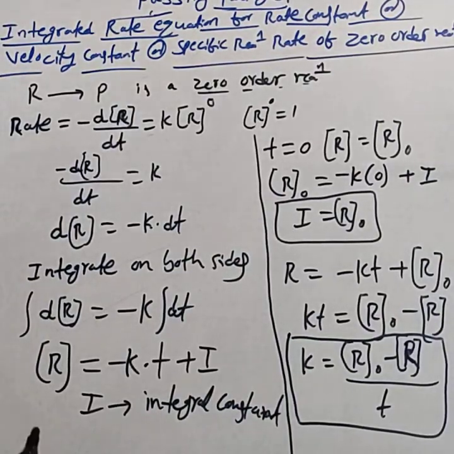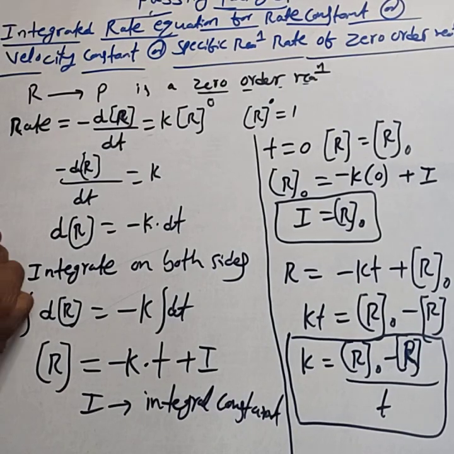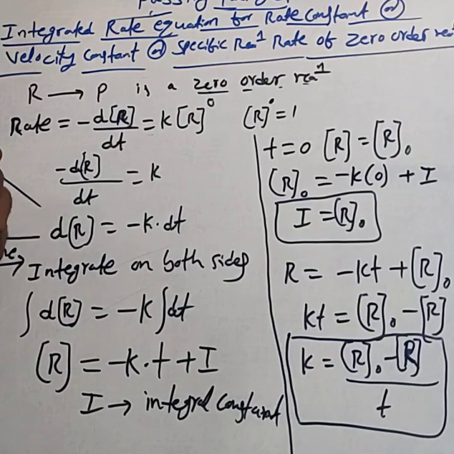Then for this one, you have to consider the graph also. In the graph, consider the concentration of R; if you write it in square brackets, it indicates concentration. Concentration of R versus time. Then we get the slope, and this is the R naught value. The intercept value gives R naught. Intercept equals R naught.